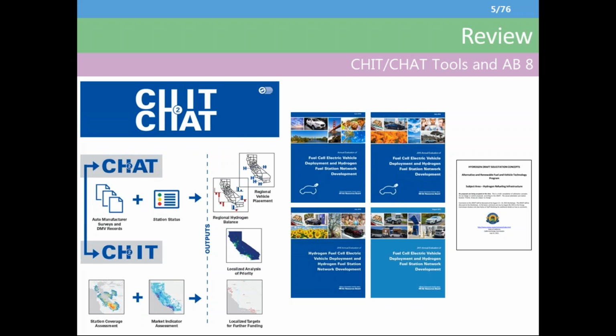CHIT is one of the two tools that are critical in being able to develop our recommendations and our assessments. We publish this report annually, but its purpose is to provide recommendations to the California Energy Commission as they work on developing their hydrogen solicitations. The process, as we envision it, is that the analysis is completed through CHIT and CHAT, reported out through the June annual evaluations, and then incorporated, through cooperation and collaboration with the Energy Commission, into the development of their infrastructure solicitations.